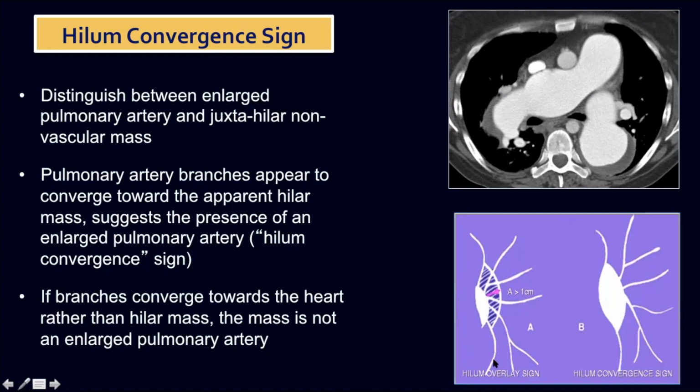Here you have the hilum overlay sign where the vessels are coursing through the hilar mass, and the convergence sign where the vessels are converging on the mass. And this is the CT to go with the chest X-ray that I just showed you. This patient has an uncorrected left to right shunt and Eisenmenger syndrome and aneurysmal extreme dilatation of the pulmonary arteries with thrombus formation. So this is the hilum convergence sign in a patient with aneurysmal pulmonary arteries.